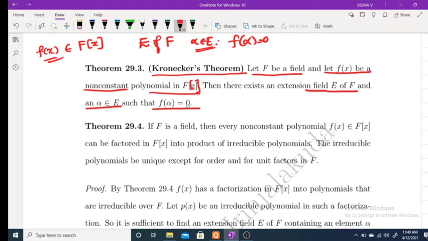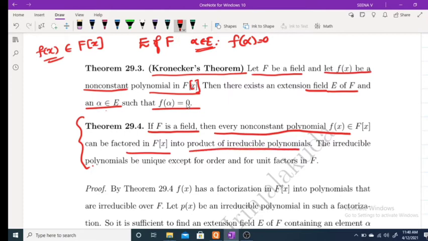Before moving to the proof, we are using one result. Let F be a field, then every non-constant polynomial f(x) in F[x] can be factored in F[x] into a product of irreducible polynomials. This was already discussed in your first semester. These irreducible polynomials are unique except for order and for unit factors in F.